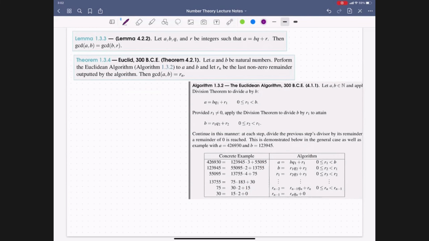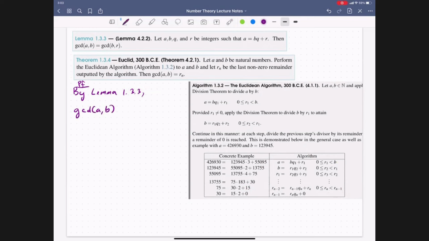Alright, so let's go ahead and prove the Euclidean algorithm. So what we are going to show is that if we have two natural numbers A and B, if we perform the Euclidean algorithm to A and B, then R sub n, where R sub n is the last non-zero remainder outputted by the algorithm, is the greatest common divisor of A and B. And this is just going to be, so proof, just applying lemma 1.3.3. So we go with the notation of the algorithm as we have it on the lower right. So we're going to be using this notation here.